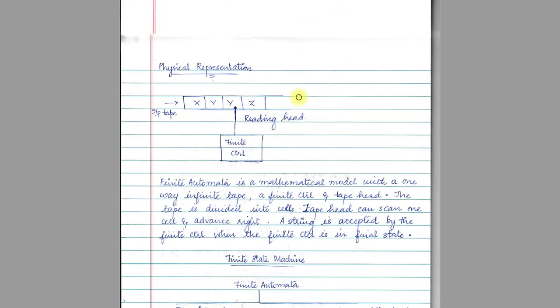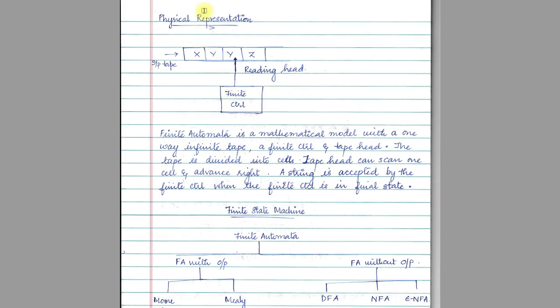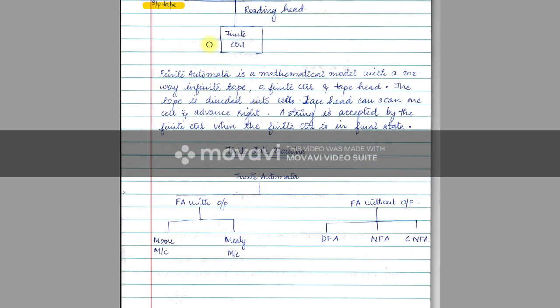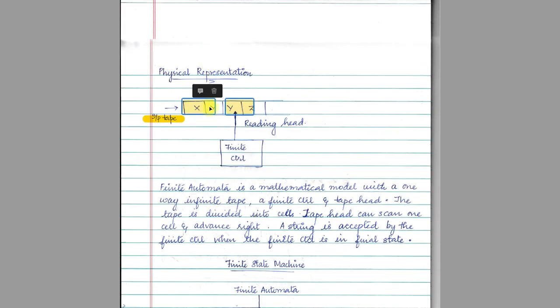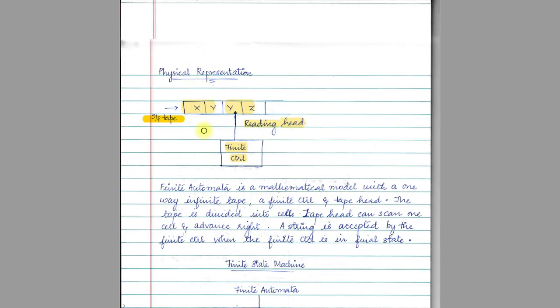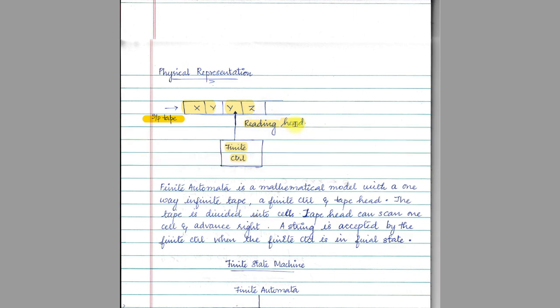So we focused on the mathematical specification. How do you represent that physically? The physical representation of finite automata consists of an input tape, and the tape is divided into cells. We have a reading head and a finite control. So the model has an infinite tape with a finite control. The finite control is the delta transition, and the reading head scans from left to right.